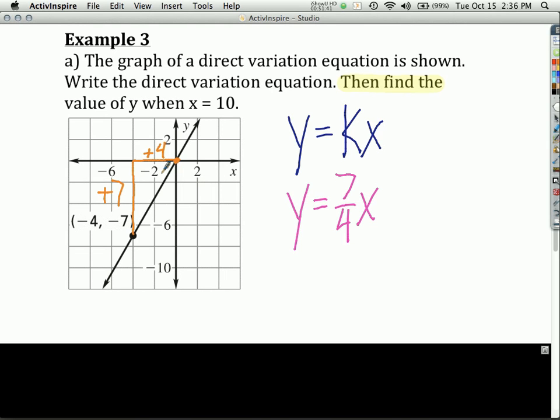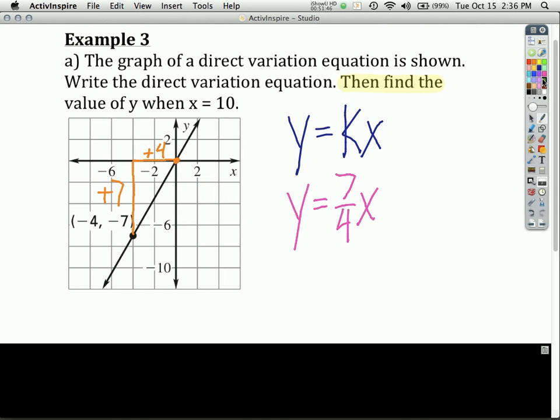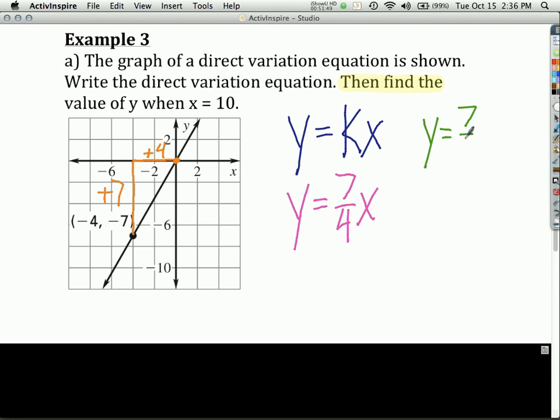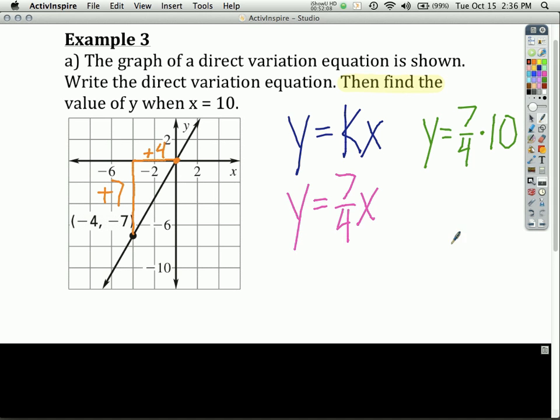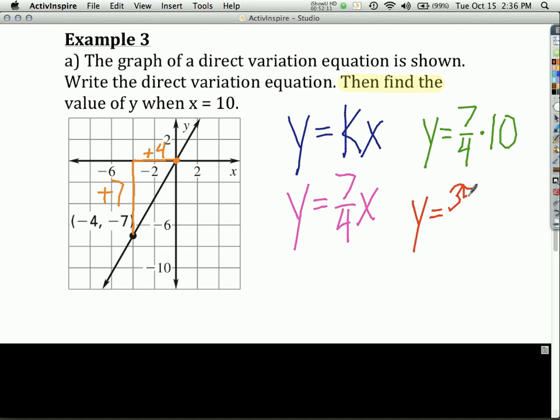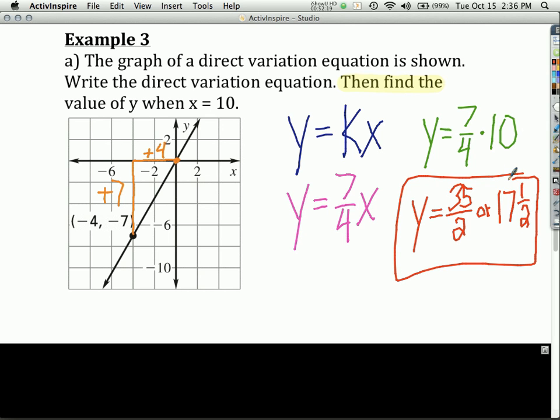Then we're asked to find the value of y when x is 10. So that's easy. Plug in a 10. Y equals 7/4 times 10. That's pretty darn easy. You already figured it out? Okay, go ahead. Yeah. It's 35 halves. We get y equals 35 halves. Or you could say 17 and a half. Either way is acceptable.